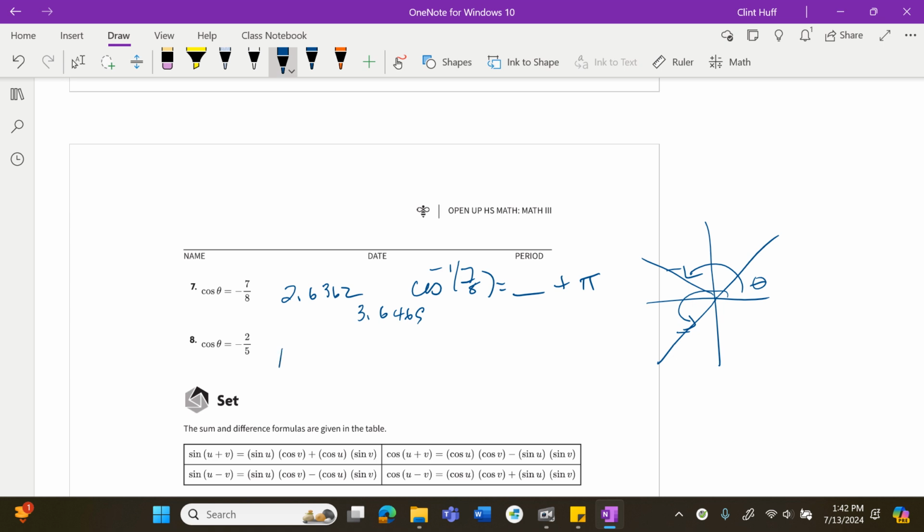So same thing here, inverse cosine negative 2/5. You get the quadrant 2 value, 1.9823. Inverse cosine positive 2/5 to get the reference angle and add pi, and you will get the quadrant 3 value, 4.3009. Okay, so that's that approach.